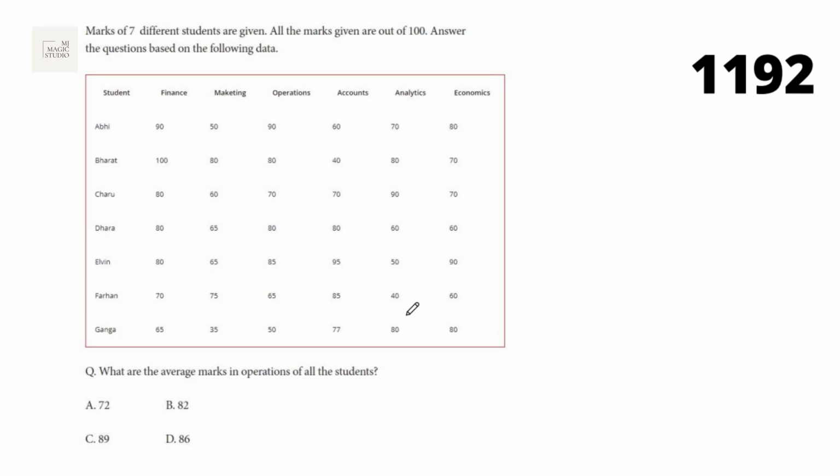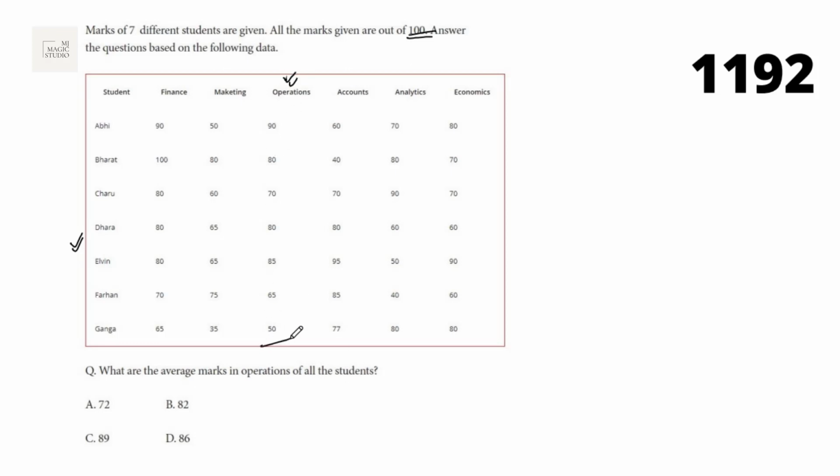Again a tabular representation. Marks of 7 different students are given: 1, 2, 3, 4, 5, 6, 7. All the marks given are out of 100. Answer the question based on the following data. We have different subjects and different students. What are the average marks in operations of all the students?